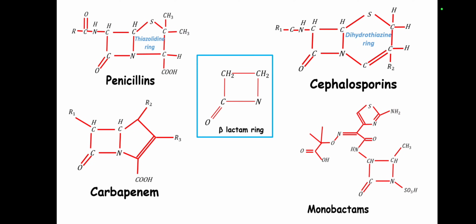But in case of monobactam, this ring is absent, as the name says mono, that means they contain only one ring, and that one ring is the beta-lactam ring. Okay, so these all are the examples of beta-lactam antibiotics. Now one by one we shall check out all these things. So starting our discussion with penicillins.